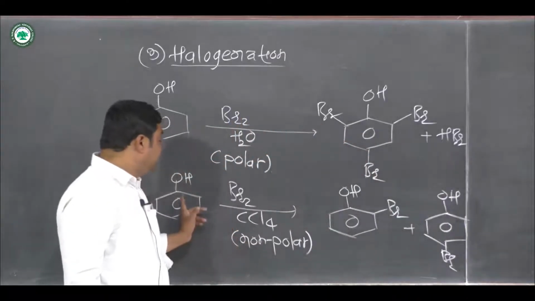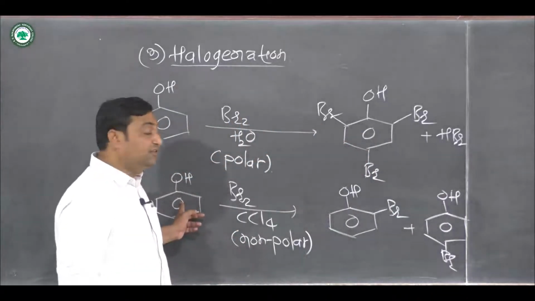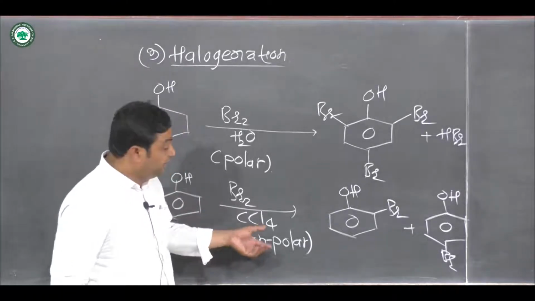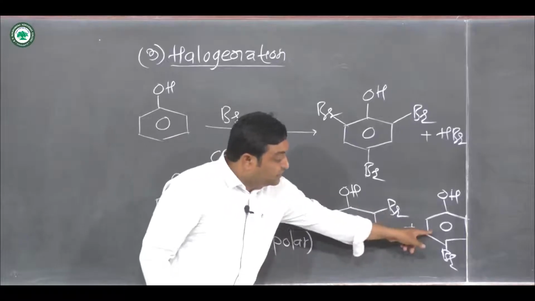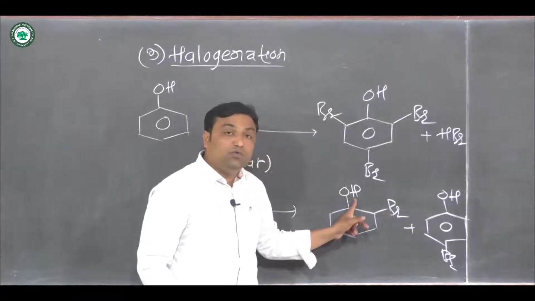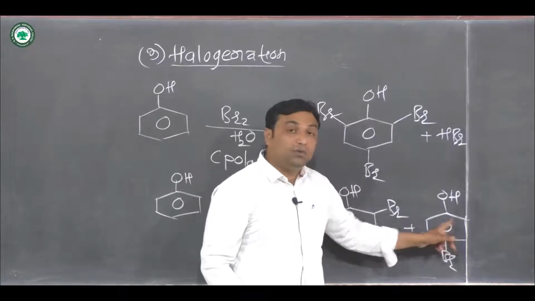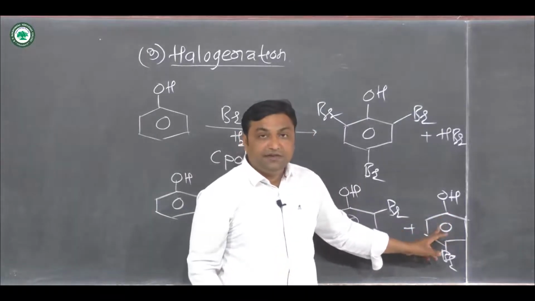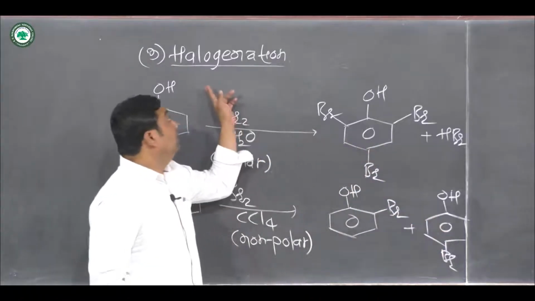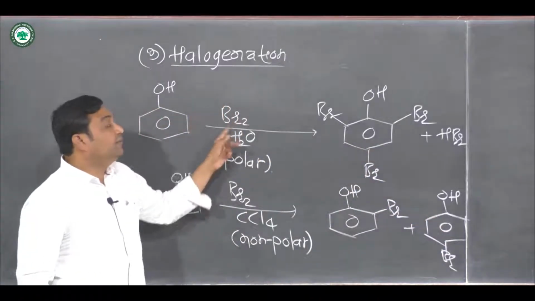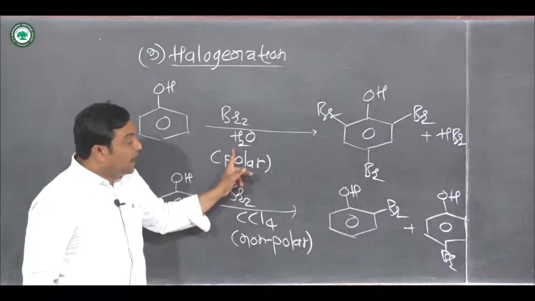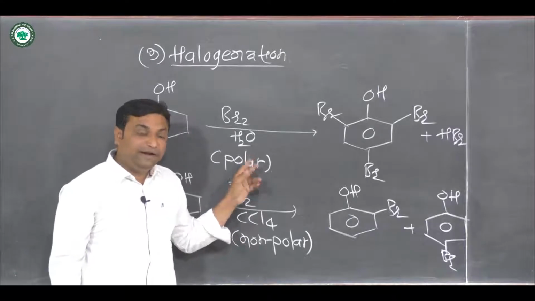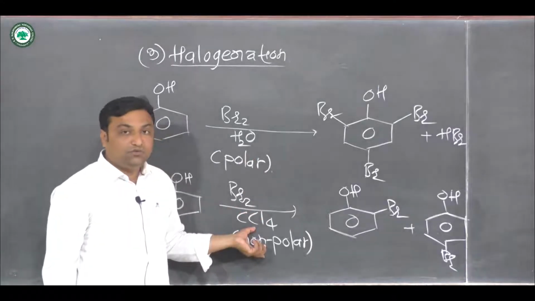Here, when the same reaction, that is bromination, is carried out on the same phenol but in presence of what? Non-polar solvent, then we obtain mixture of product, that is orthobromophenol and parabromophenol. Out of these two, parabromophenol is obtained in major extent. This is all about our halogenation, here bromination of phenol by using polar solvent as well as non-polar solvent.